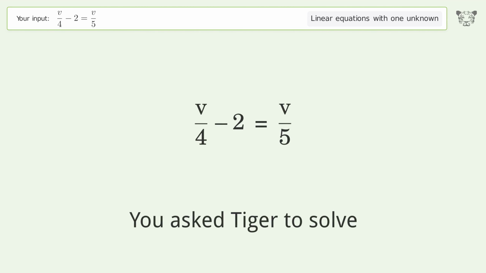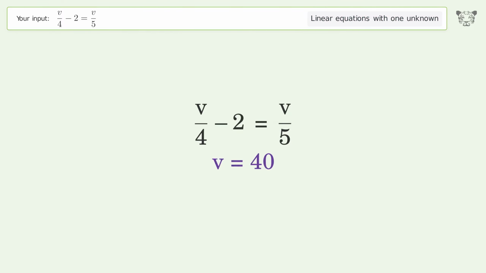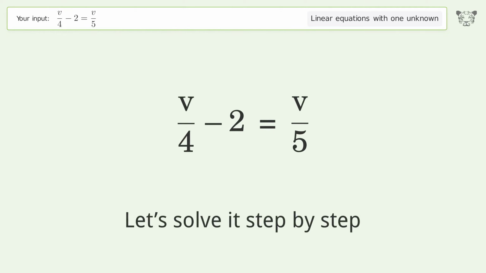You ask Tiger to solve. This deals with linear equations with one unknown. The final result is v equals 40. Let's solve it step by step.